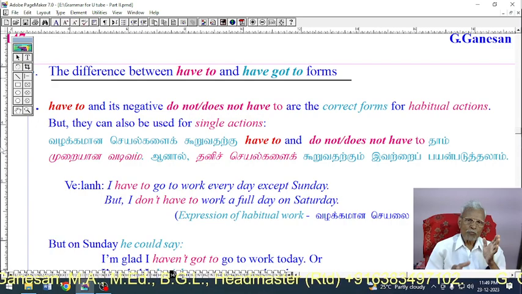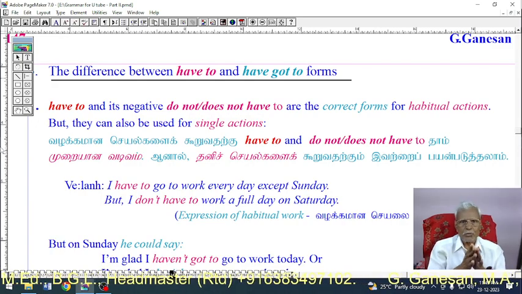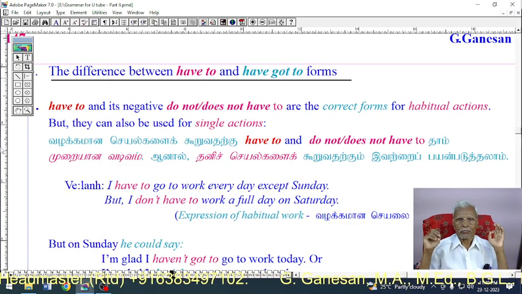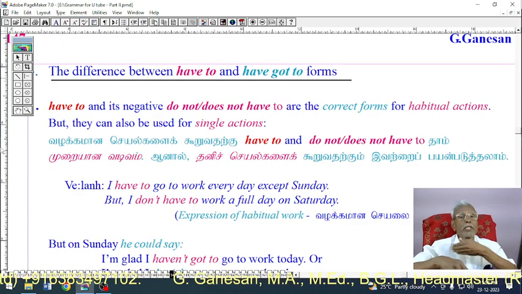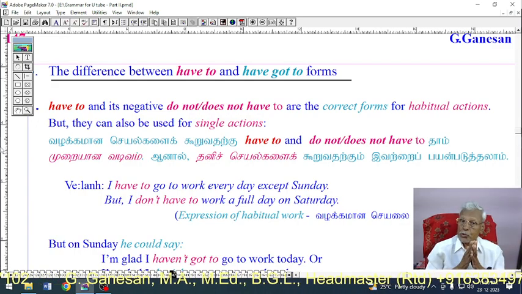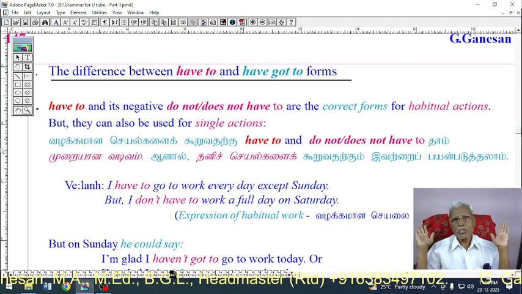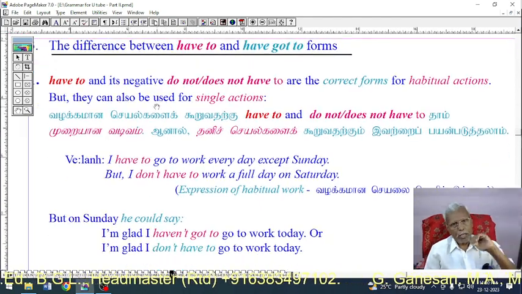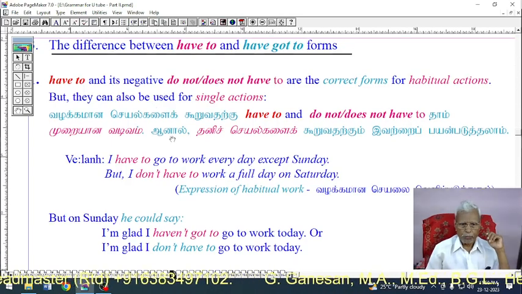Dear students, have to or do not or does not have to is the correct form for habitual actions, the actions which are regularly happening. For regular actions, we have to use have to or do not have or does not have. These are the correct forms for habitual actions, and also for single actions we can use it.